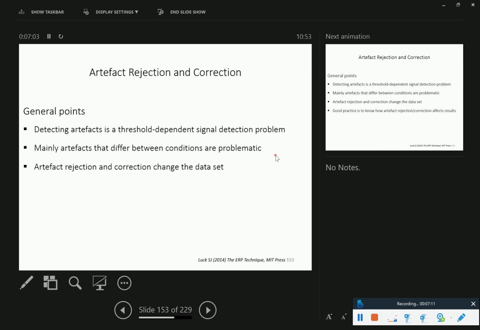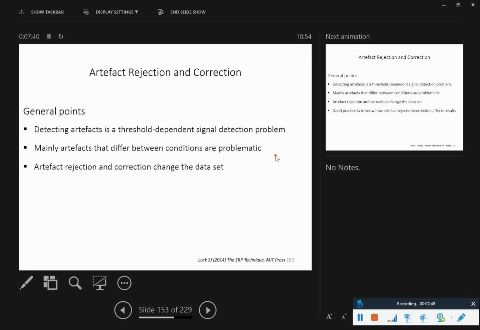It's always important to know that your artifact rejection and correction change the data set. You always need to keep in mind, whenever you're pre-processing data or doing some kind of artifact correction, that you change the data. And if you do the pre-processing or the artifact rejection, which is part of pre-processing, differently, you will have changed the data differently. This is just something you need to appreciate, and from my perspective also not get too worried about the wrong or the right way to pre-process data.